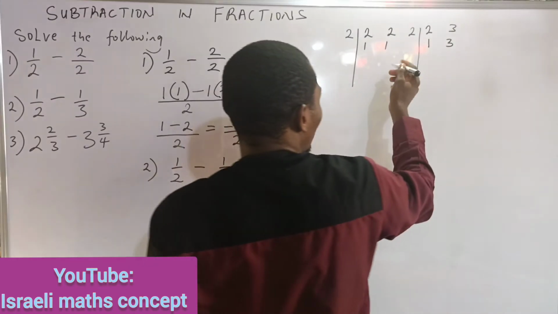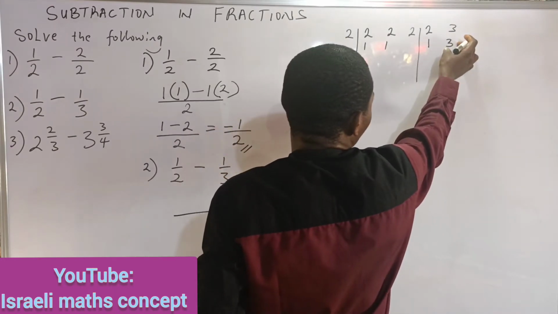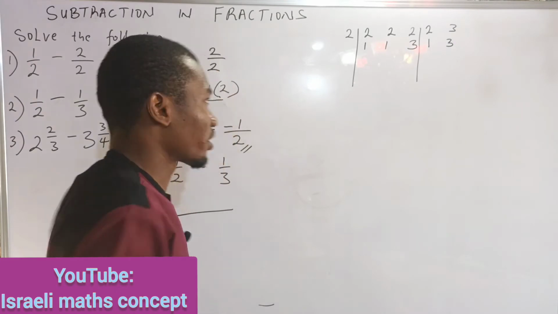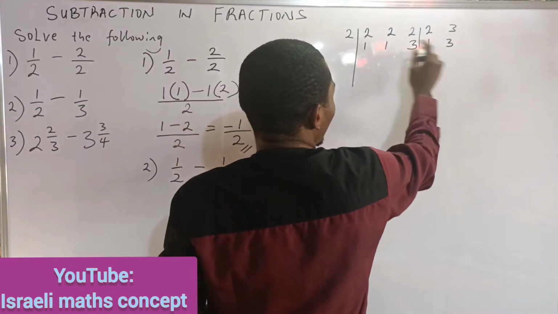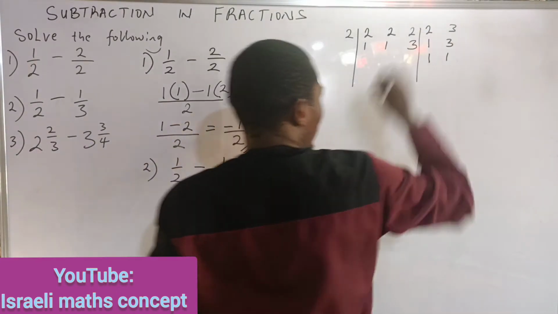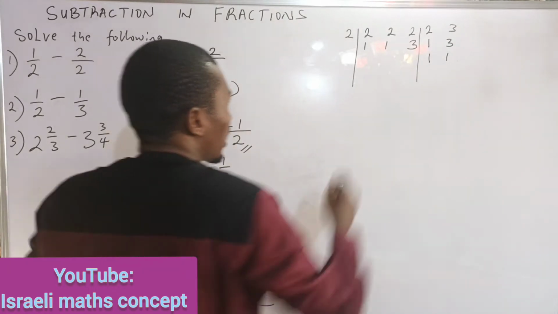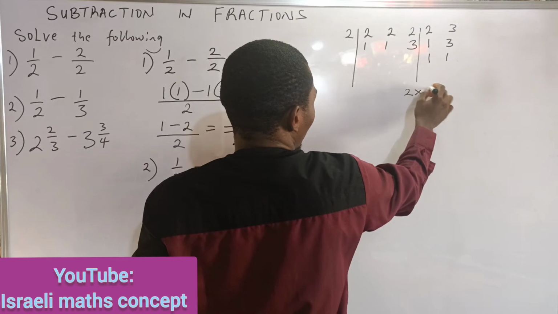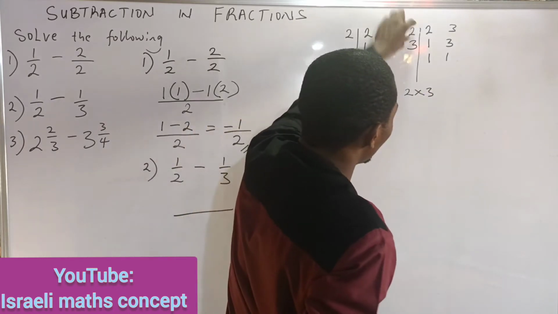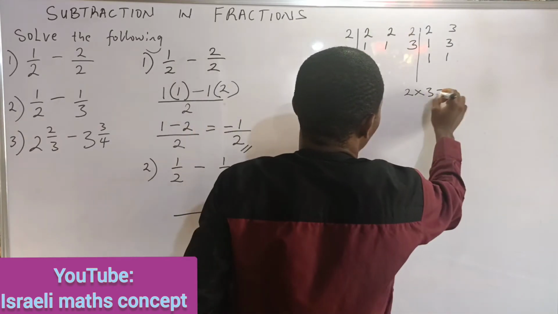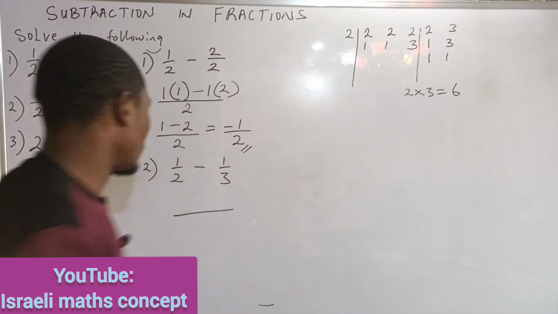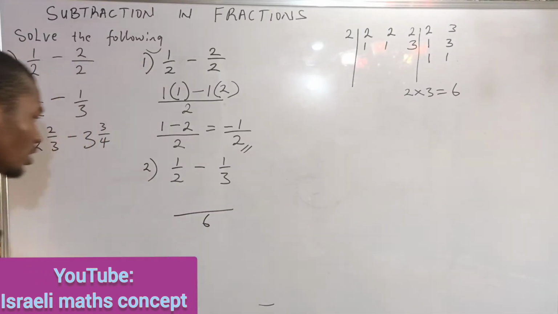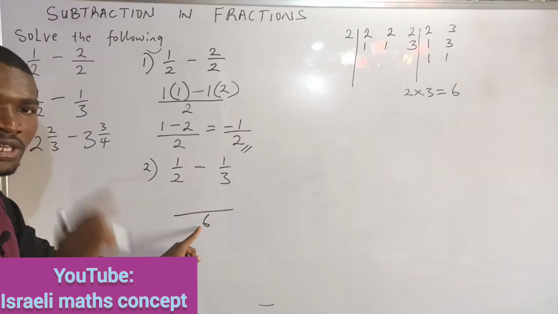Then the next factor that can divide, since we already have 3 here, is 3, which is the smallest factor that can divide 3. And when 3 divides 3, we are going to have 1. And 2 multiplied by 3, that is, this 2 multiplied by this 3, will give us 6. So the LCM of 2 and 3 is 6. Then 2 divided into 6 will give us 3.